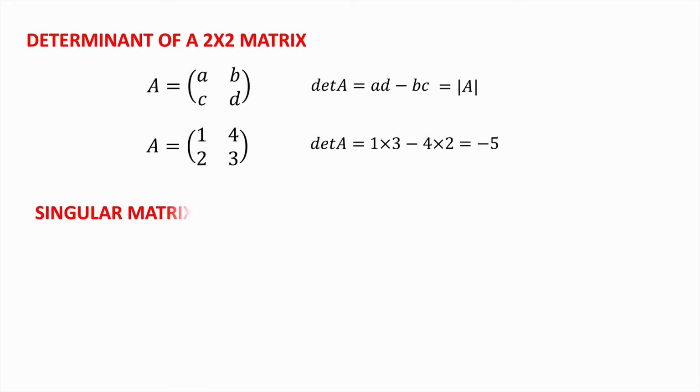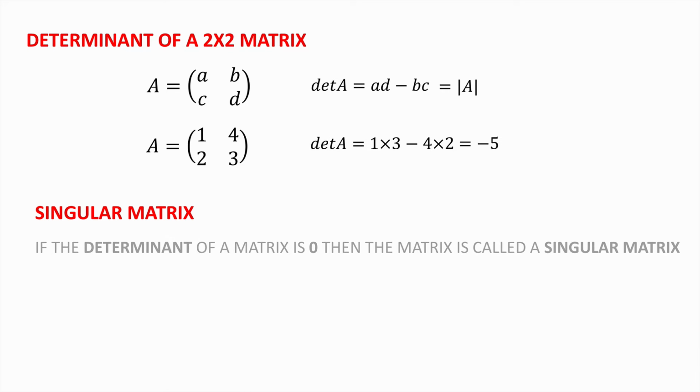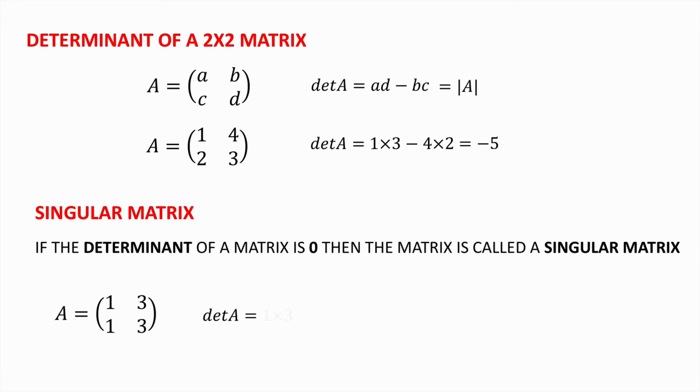Okay, so now let's look at a singular matrix. A singular matrix is just when the determinant of a matrix is 0. So for example, if we have this matrix A and we want to find the determinant of A and we get 0 as the answer, then this matrix A is a singular matrix.